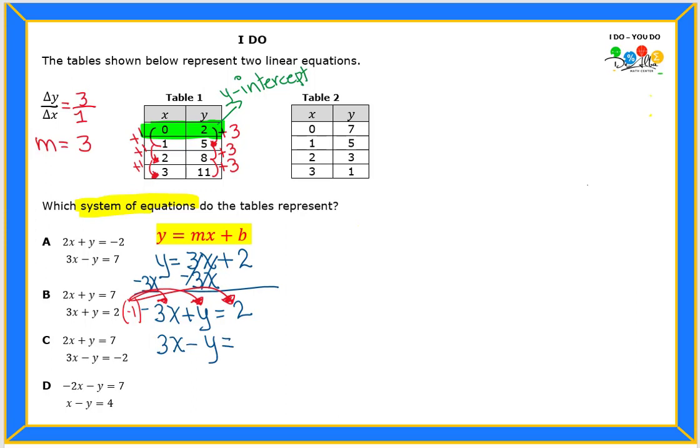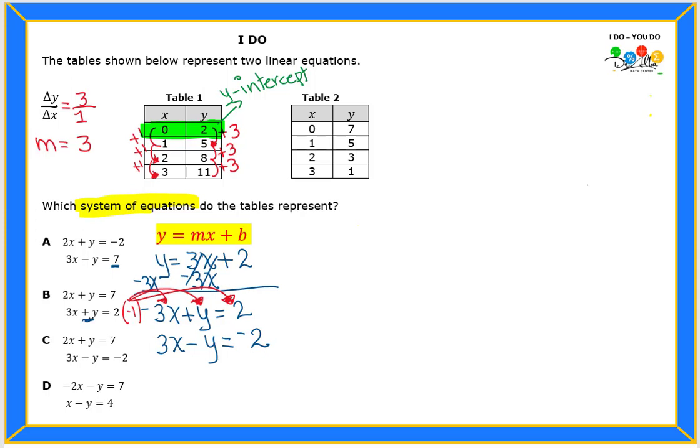-1 times a +2 is a -2. So now you can look at the answer choices and see if you find anything that looks like that. Well, letter A kind of looks like that, but it has a 7. So I know that cannot be right. Letter B has a plus y, and I don't have a plus y, I have a minus y. So this is not right.